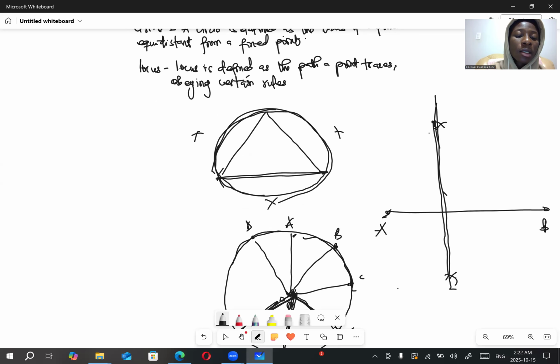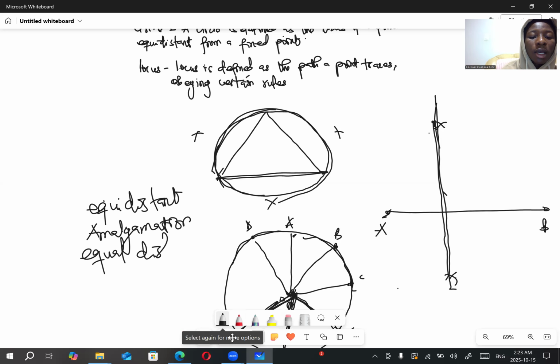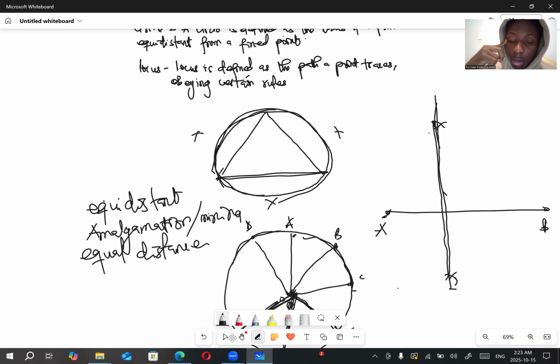By the way, equidistant means, it's the amalgamation of two words. And I believe you understand amalgamation. Do you understand when I say amalgamation? Amalgamation means the mixing or joining of two words. What are those words? Equal and distance. Yeah, you're right. Amalgamation means mixing or joining. Can we move on?